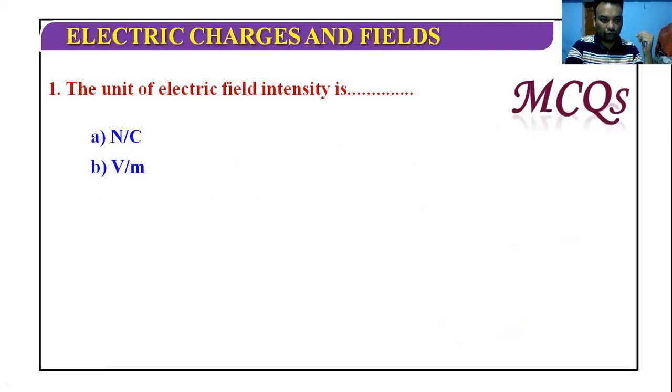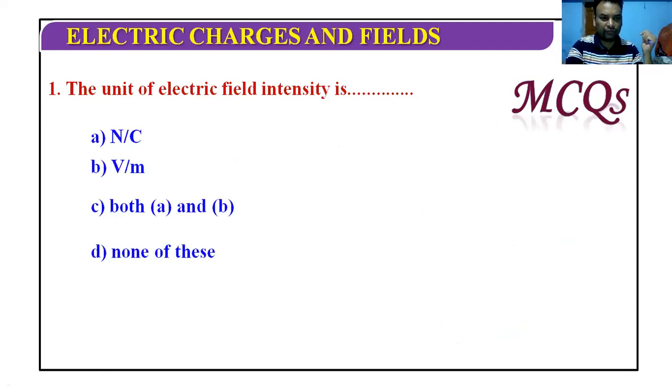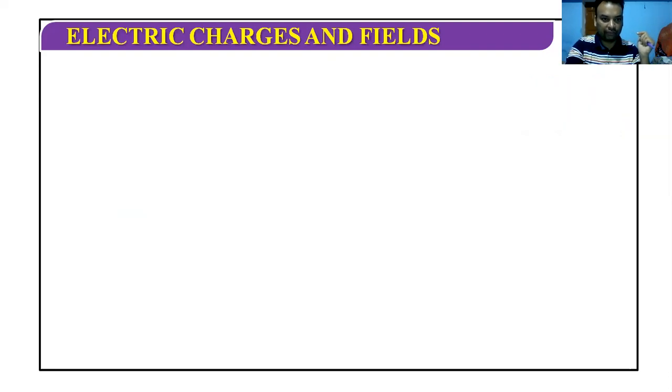Now some questions for you. Very simple question. The unit of electric field intensity is: Newton per coulomb, volt per meter, both A and B, or none of these. Yes, anyone? Sir, both A and B. Okay, good. Both A and B. Already told you Newton per coulomb when E is equal to F upon test charge. So force is in Newton, test charge is in Coulomb. And then the second definition, E is equal to V upon D, potential divided by distance. So potential is in volt, distance is in meter. So we have both A and B.